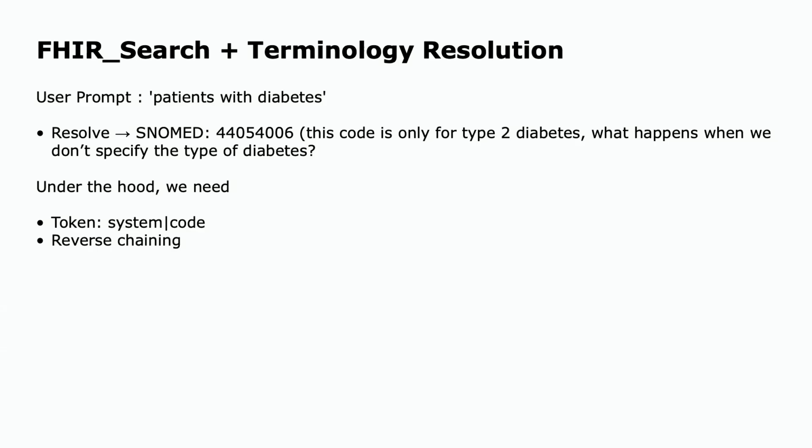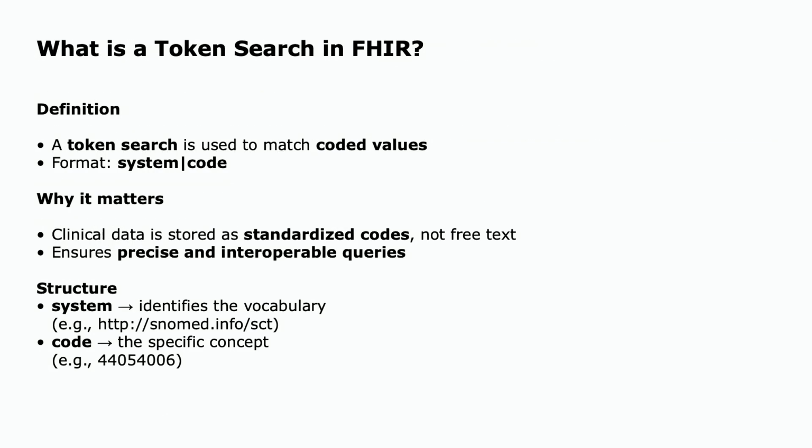So what happens if we don't specify exactly the kind of diabetes? Well, I could tell you, obviously, we're not going to get the correct code because we won't have it in. There are no patients in this FHIR repository that are coded directly according to the general diabetes. That doesn't exist. So under the hood, though, in addition to terminology resolution, we've got to get the correct system and code, and we have to do reverse chaining in this case if we're going to get back all those patients.